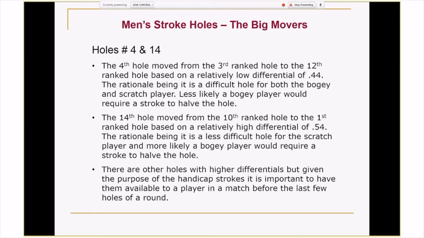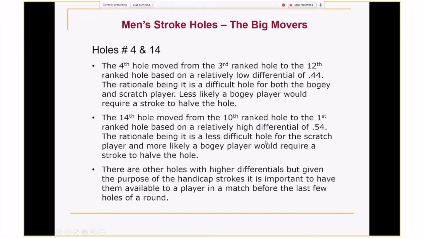The 14th hole moved from our 10th ranked hole to the 1st ranked hole based on a relatively high differential of 0.54. Now, it wasn't the highest differential on the back nine, but we had to take into consideration the recommendations from Golf Canada, where we do not want to have those low numbered stroke holes falling at the end of a 9 or at the beginning of a 9. Other holes, given the purpose, are important to have available to a player, as I mentioned, before the last few holes of a round.